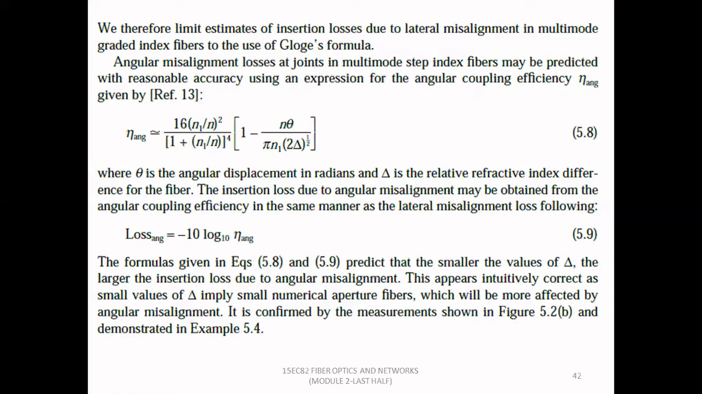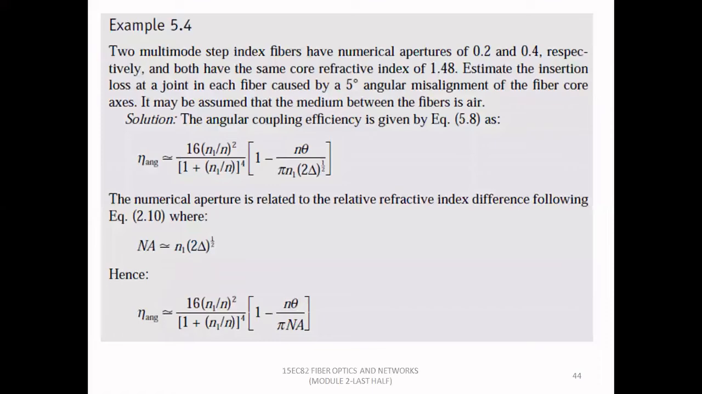Angular misalignment losses at joints in multimode step index fibers may be predicted with reasonable accuracy using an expression for the angular coupling efficiency given by equation 5.8, where theta is the angular displacement in radians and delta is the relative refractive index difference for the fiber. The insertion loss due to angular misalignment may be obtained from the angular coupling efficiency in the same manner as the lateral misalignment loss, following equation 5.9. The formulas given in equations 5.8 and 5.9 predict that the smaller the value of delta, the larger the insertion loss due to angular misalignment. Let us discuss example 5.4.